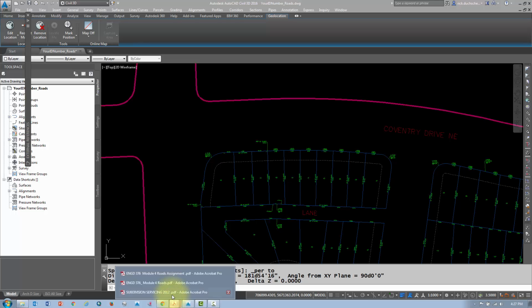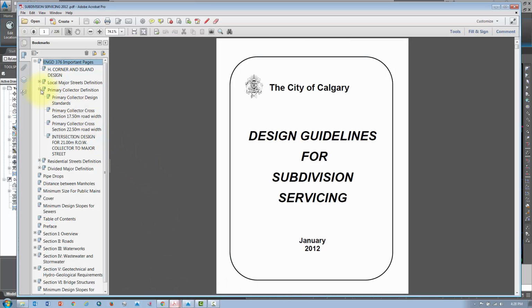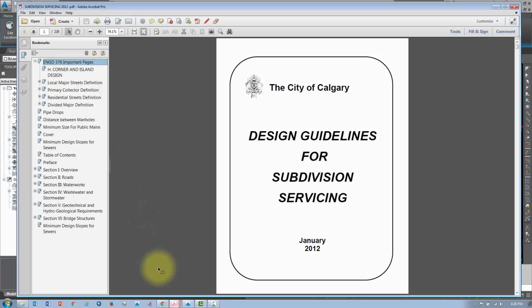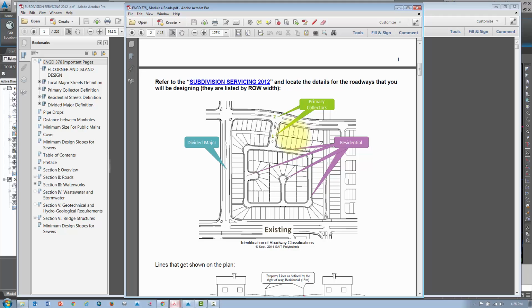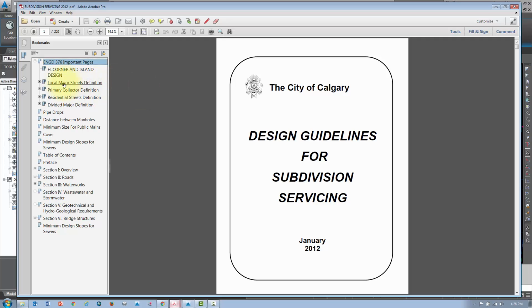So what I'm going to have to do is go back to my subdivision servicing guidelines, and I've got a number of different street definitions here. As I mentioned before, in this particular subdivision, we've got a number of different roads all interacting here, and the widths determine what street designation they are. And each one of these different street designations have different road widths and radiuses and such. So what I'll do then, I've listed or bookmarked the different types of road definitions here, and as we know, we're looking for a 32 meter property line to property line distance.